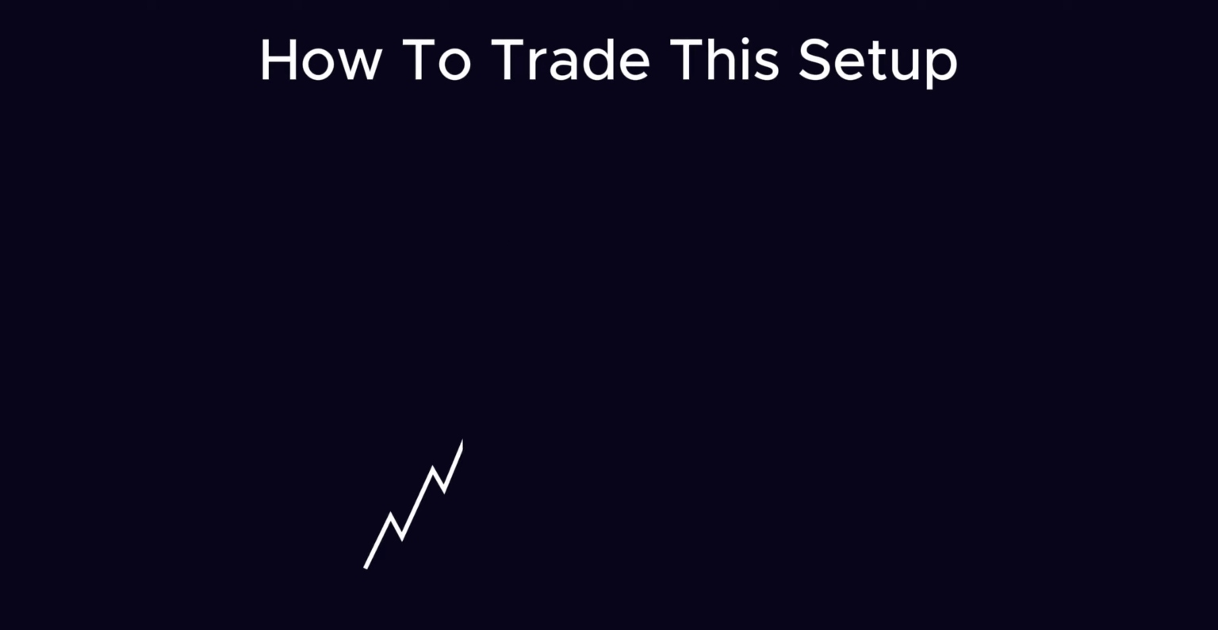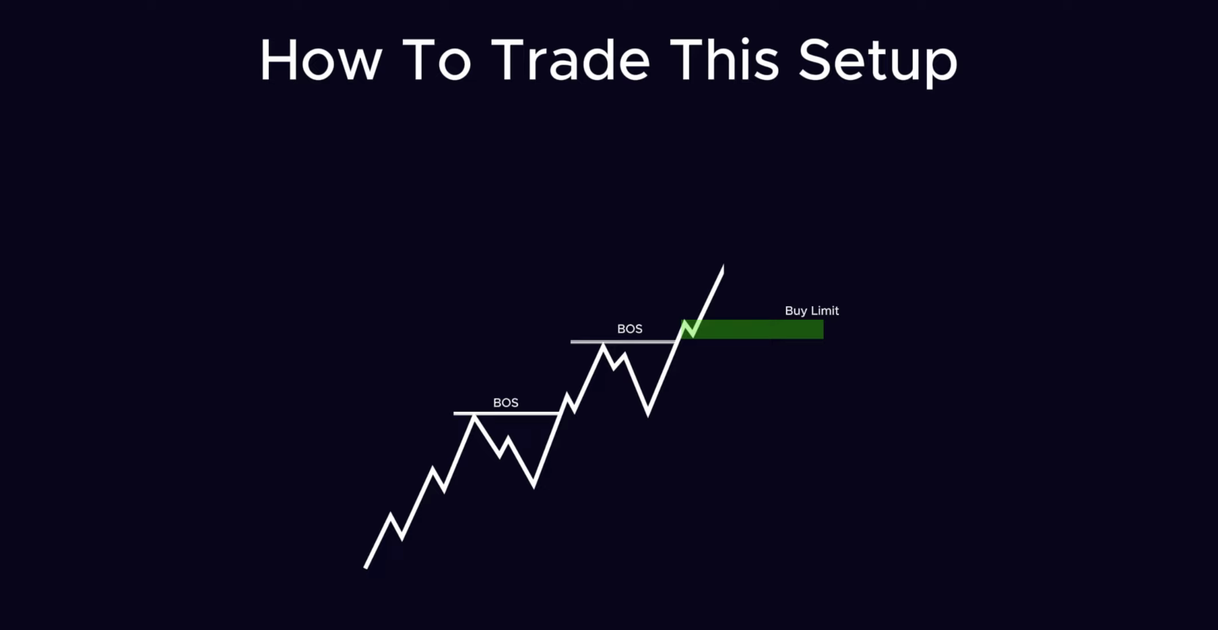The first thing you need to do is identify the order block by marking the price zone formed after the two consecutive breaks of structures. Once the order block is identified, we will place a buy limit order at the high of the zone and stop loss at the low. The next step is to wait for a pullback.